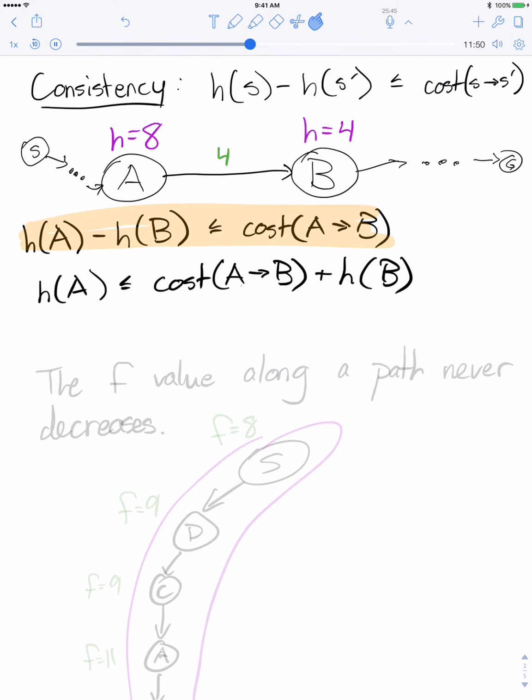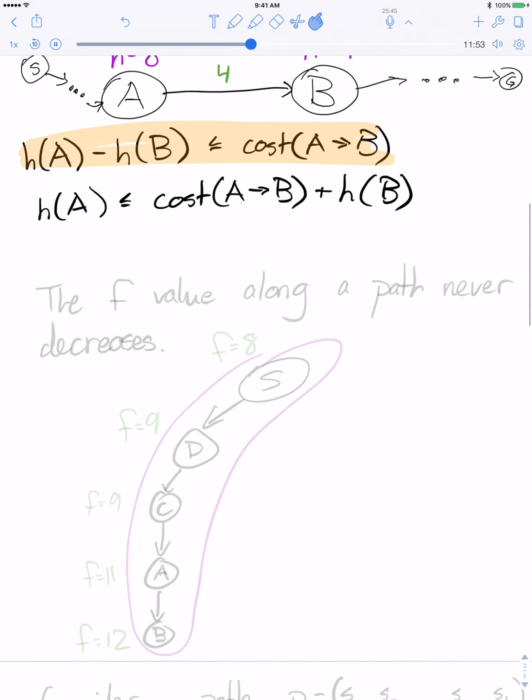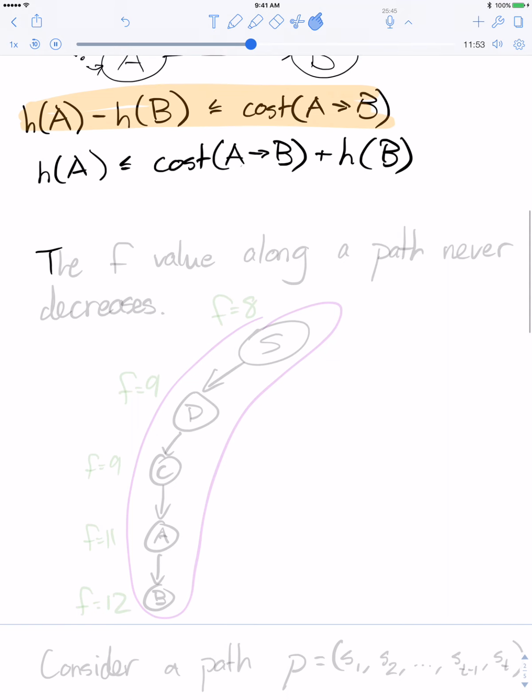One consequence of consistency, which we'll see in a minute is why we care about consistency in the first place, is that the F value along a path never decreases. Now, what do I mean by that?